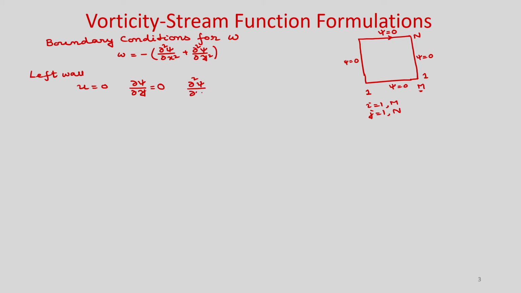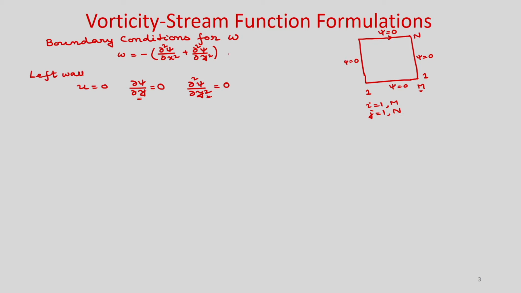So, del 2 psi by del y square will be 0, because it is constant, there is no variation, and its gradient is 0 everywhere. So, obviously, if you take the derivative with respect to y of this gradient del psi by del y, that will also be 0 along this left wall. So, del 2 psi by del y square is 0.